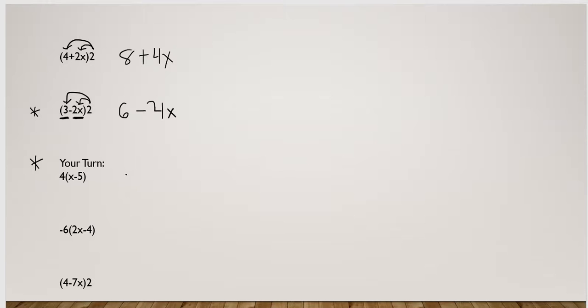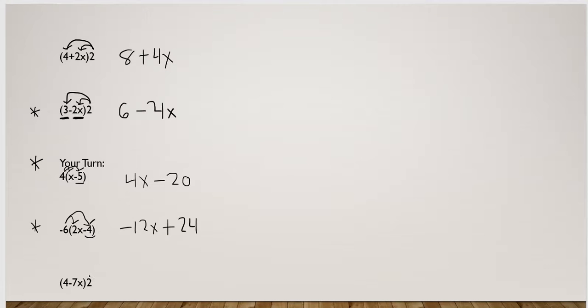So 4 times x is 4x, and 4 times a negative 5 is a negative 20. For the next one, negative 6 times 2x is negative 12x, and negative 6 times a negative 4. Remember that if there's a subtraction sign in front of a number, it makes it negative. So negative 6 times negative 4 is a positive 24.